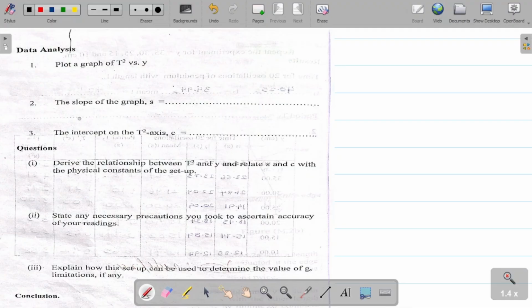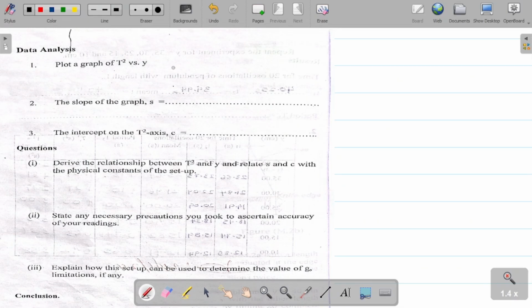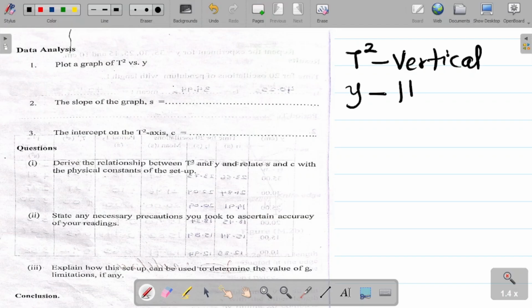Alright. So my next task now is to fill up the data analysis. The first one says plot a graph of t squared versus y. Alright, so from the table, let me plot my own graph. So here's my graph of t squared versus y. Back to this. For a graph of t squared versus y, don't forget that t squared would be on the vertical axis. While y, or the values of y, will be plotted on the horizontal axis.